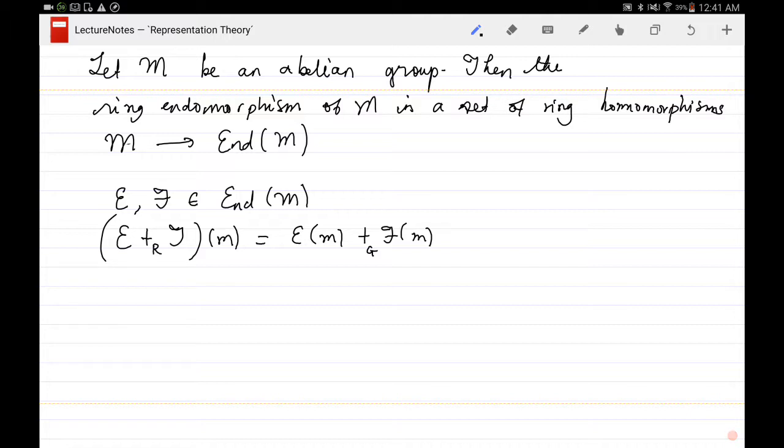Yes, it is correct. It's an endomorphism, so it takes an element from your abelian group to another element in the abelian group, so this is definitely addition in the group. And I can also define a kind of multiplication, which is given by composition. All right.